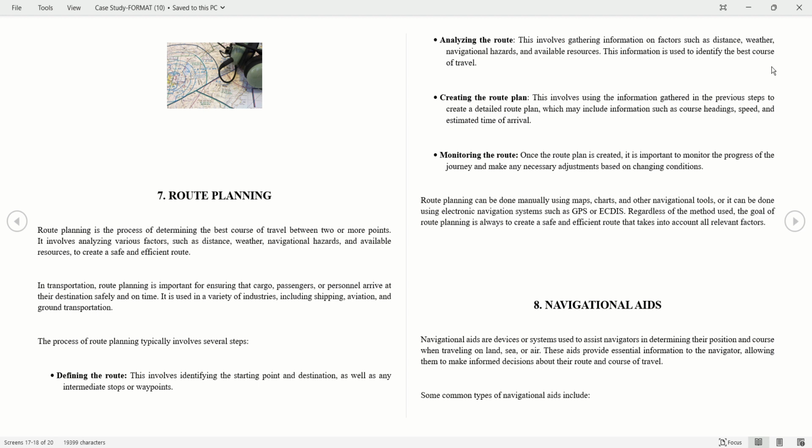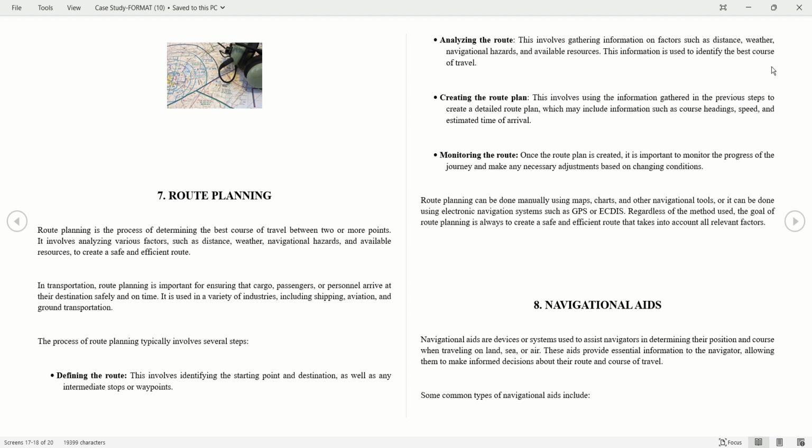Route planning can be done manually using maps, charts, and other navigational tools, or it can be done using an electronic navigation system such as GPS and ECDIS. And next, regardless of the method used, the goal of route planning is always to create a safe and efficient route that takes into account all relevant factors.